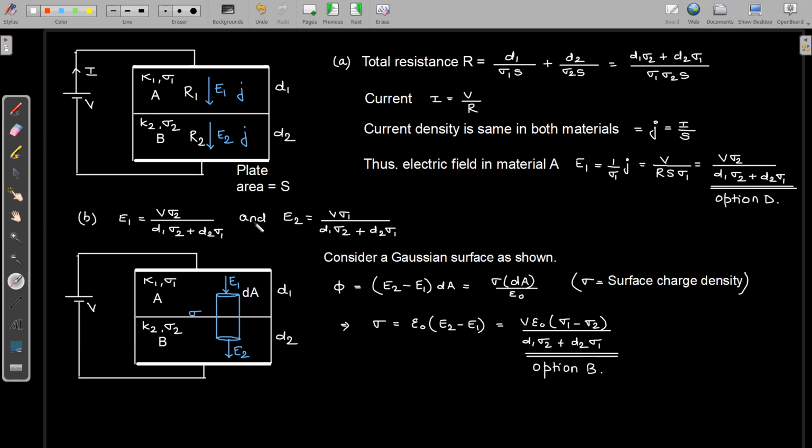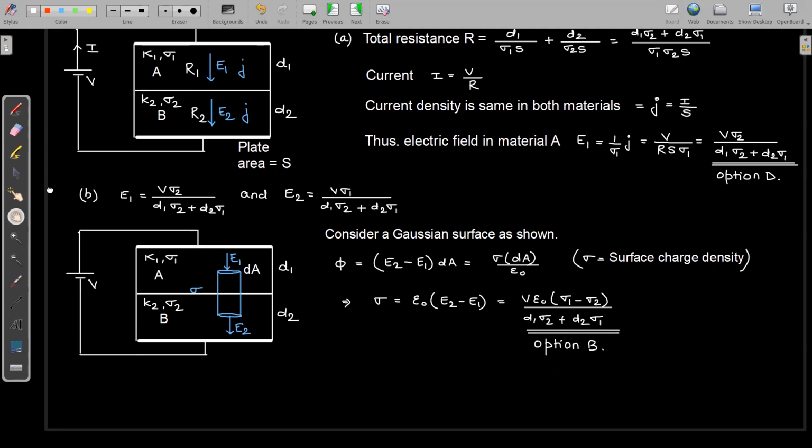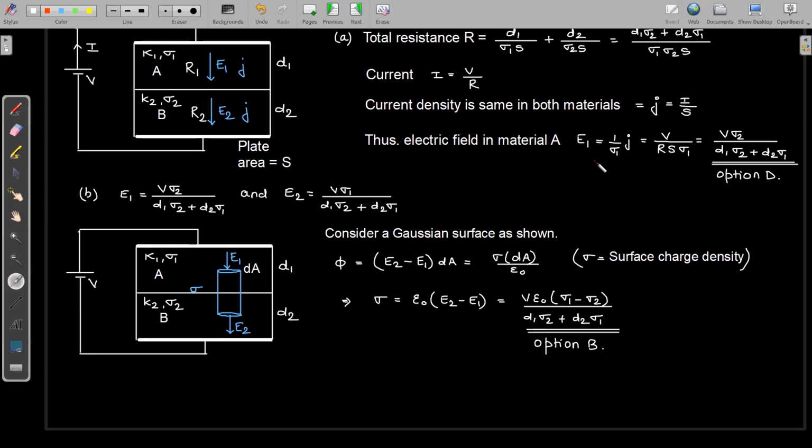Now similarly, we can find the electric field in material B also. E2 will be 1 by sigma 2 into J. So instead of sigma 2 in the numerator for the E1 expression, you will get over here V into sigma 1 divided by D1 sigma 2 plus D2 sigma 1. This will be the electric field in material B.